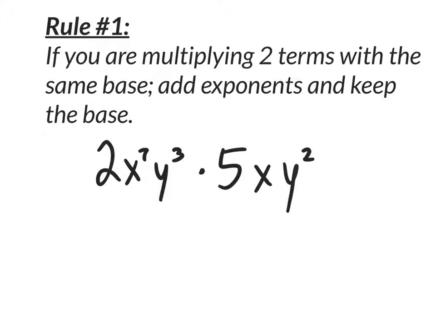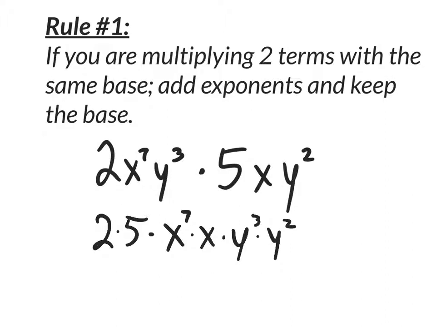So I'm going to put the coefficients. I'm going to put the 2 and the 5 together. It's going to be 2 times 5 times, now let me put my x's together. There's an x to the seventh, and then it's times x. And then let me put my y's together, times y to the third times y squared. So now I'm able to see my answer.